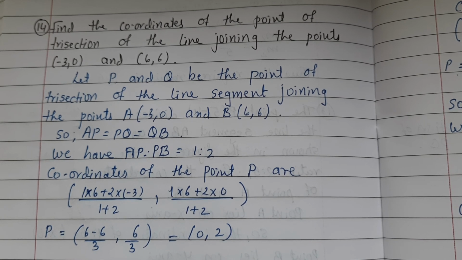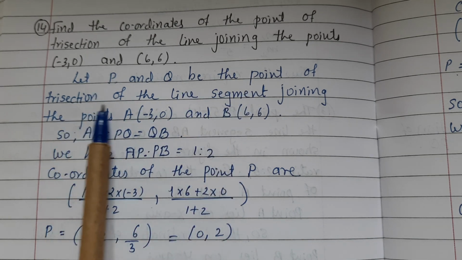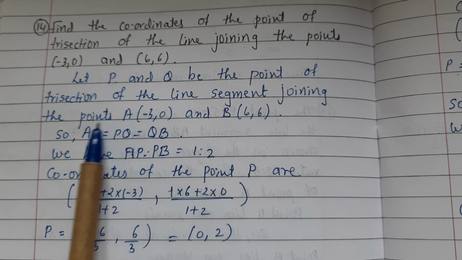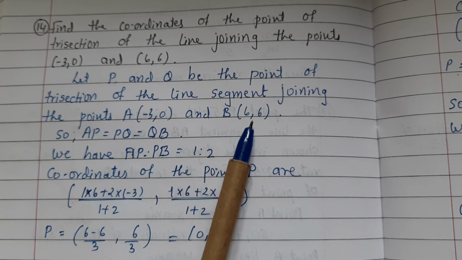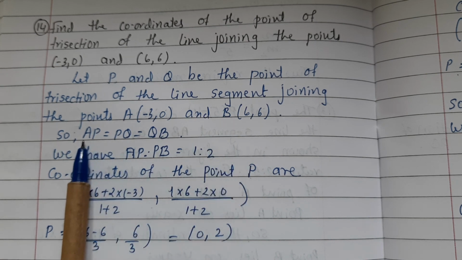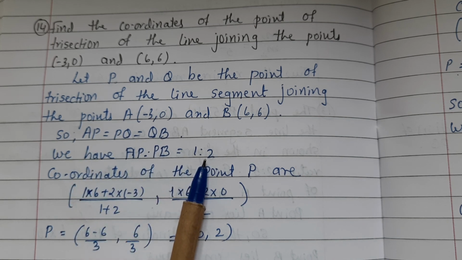Sum number 14. Find the coordinates of the points of trisection of the line joining the points (-3, 0) and (6, 6). Let P and Q be the points of trisection of the line segment joining the points. Let A be (-3, 0) and B be (6, 6). So, AP equals PQ equals QB. Thus, AP is to PB equals 1:2.